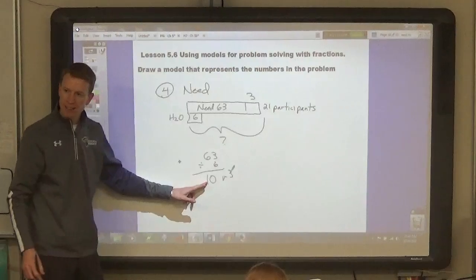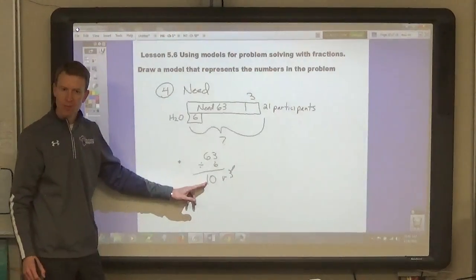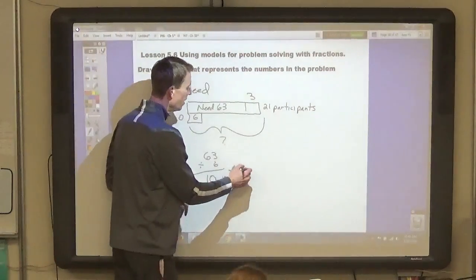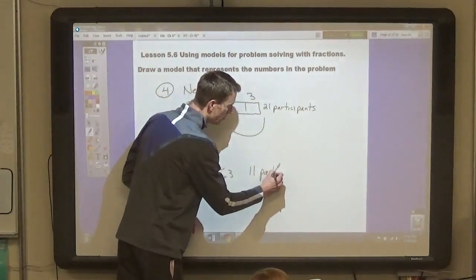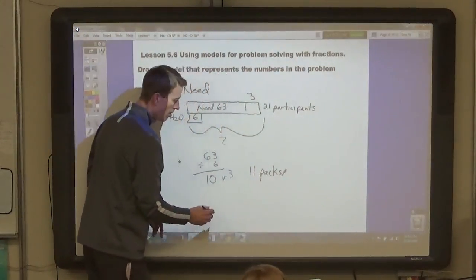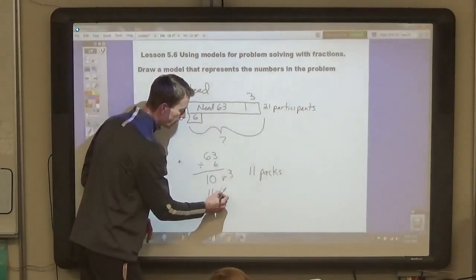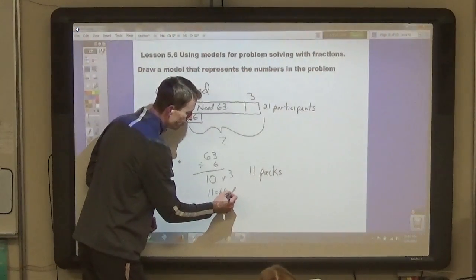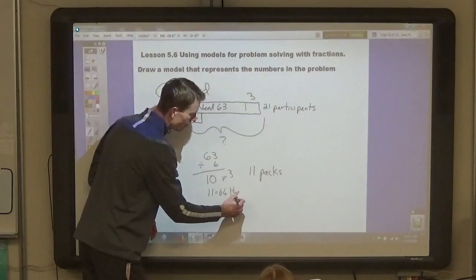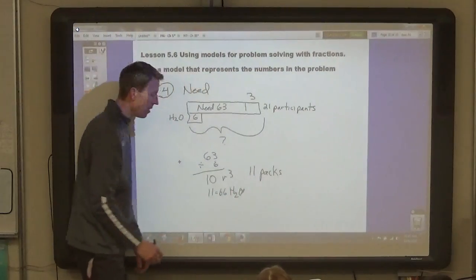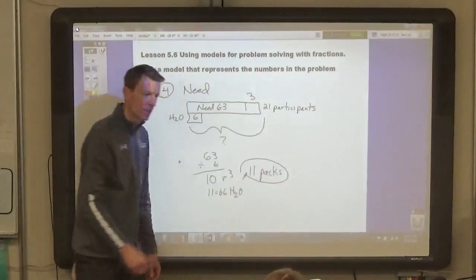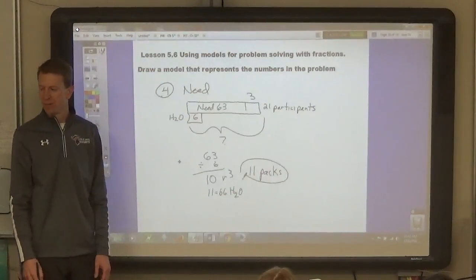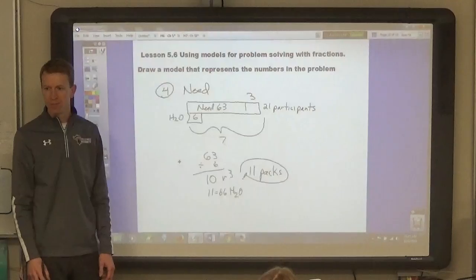So are 10 packs enough? No. We need 11 packs. 11 equals 66 water bottles. And we need 63. So we need 11 packs. Right?